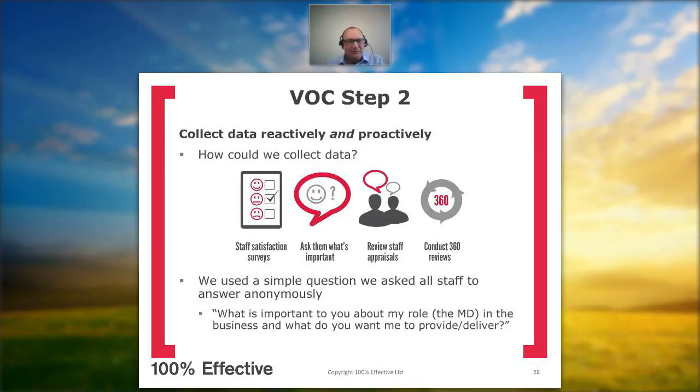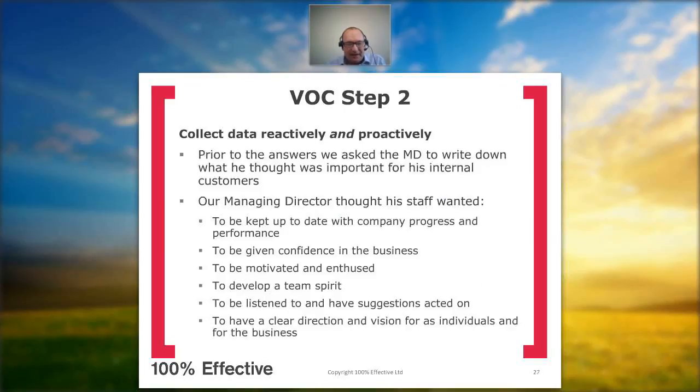I then went to step 2, and step 2 is all about how you could collect data. Obviously, you could collect data in a whole series of different ways. You can do surveys, you can go and talk to them, you could do staff appraisals, et cetera. But what I decided to do in this instance was simply ask each person in the team anonymously to tell us what they thought. What's important to them about my role? What can they tell me as my internal customer? What's important to them to help them with their jobs, help them deliver good performance? So we sent that out, and we got all kinds of information back from them.